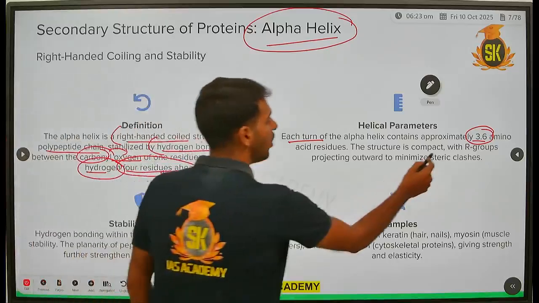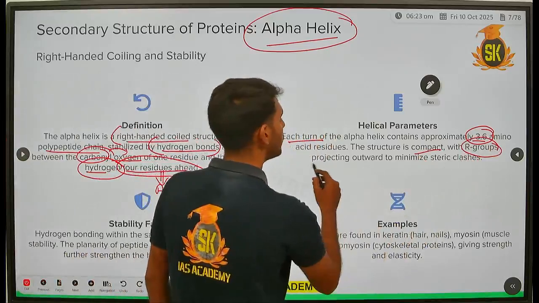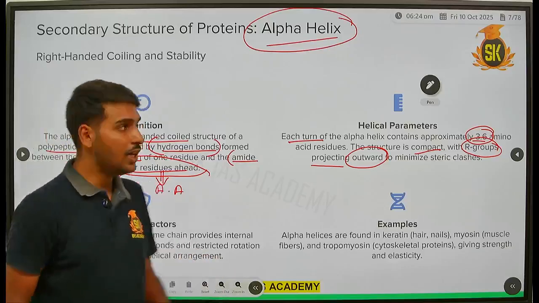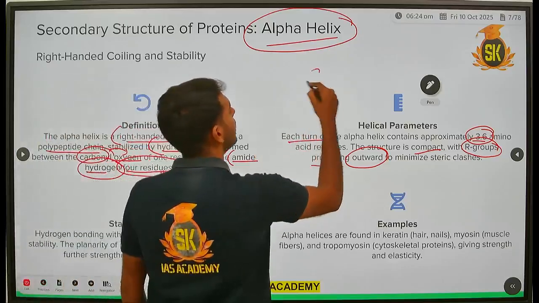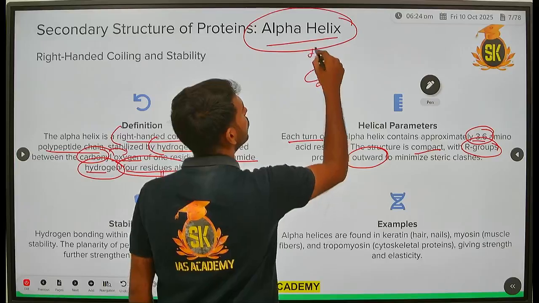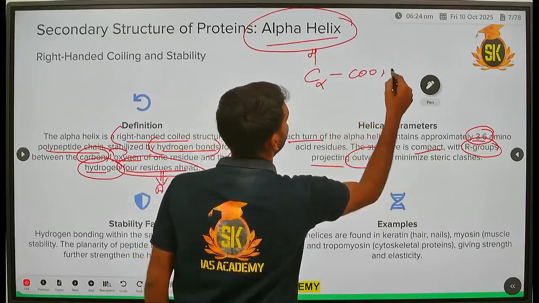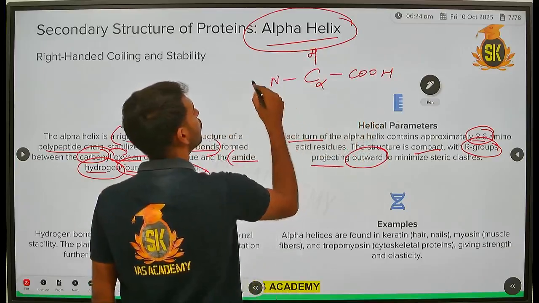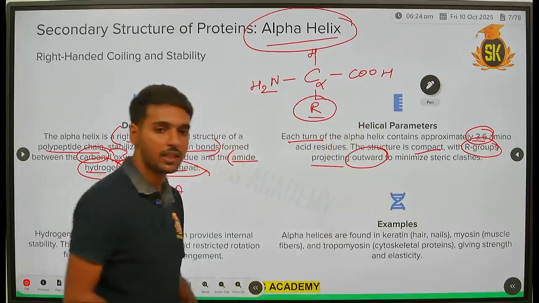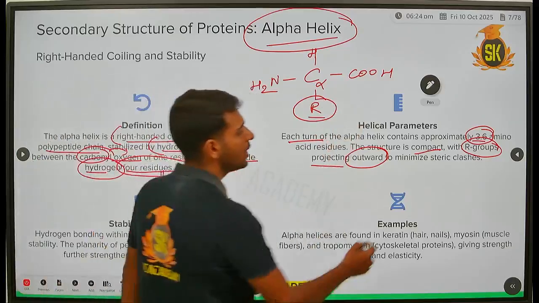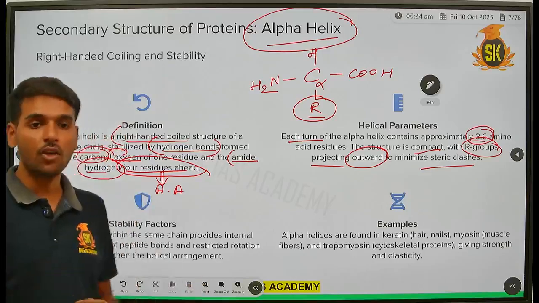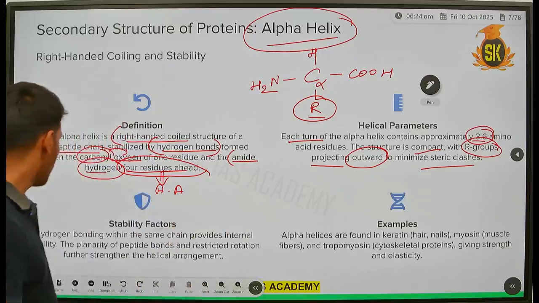Okay, the structure is compact with R groups projecting outward. The R groups, that is the side chain. We remember in alpha amino acid there is a chiral carbon at the center. You have a H group, you have a COOH group, you have a NH2 group, and you have a R group side chain, right? This side chain is projected outward so that it minimizes the clashes which might occur due to the coiling. Okay, so this is one of the important points.